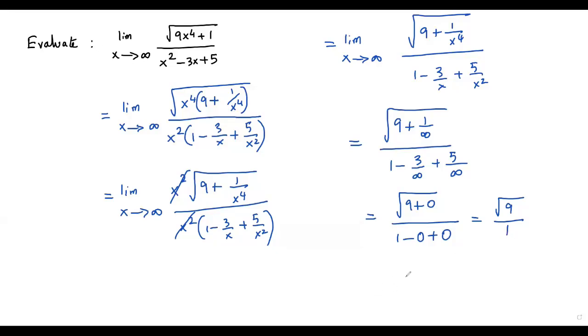The square root of 9 is just 3, and 3 divided by 1 is still 3. So the evaluation of the given limit is 3.